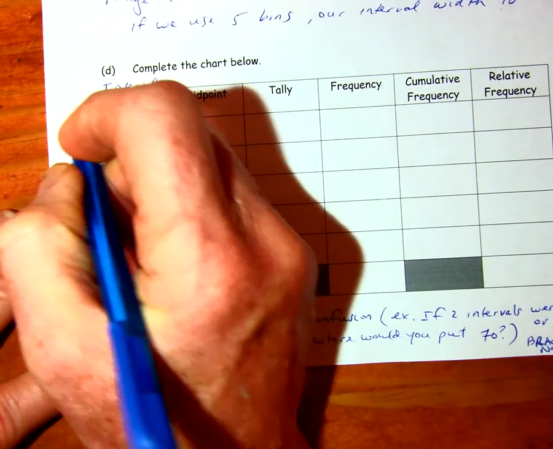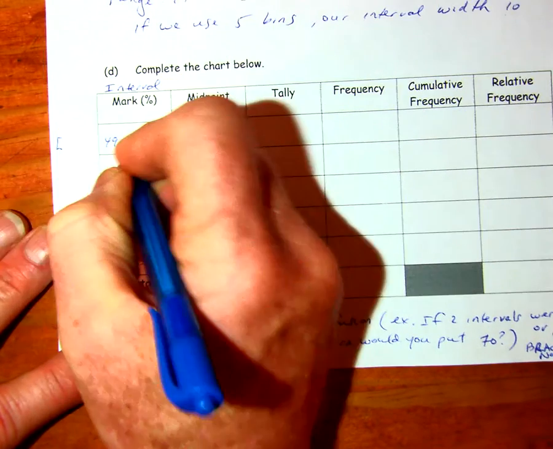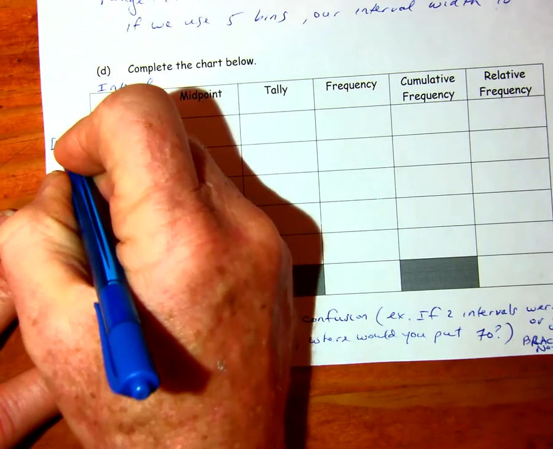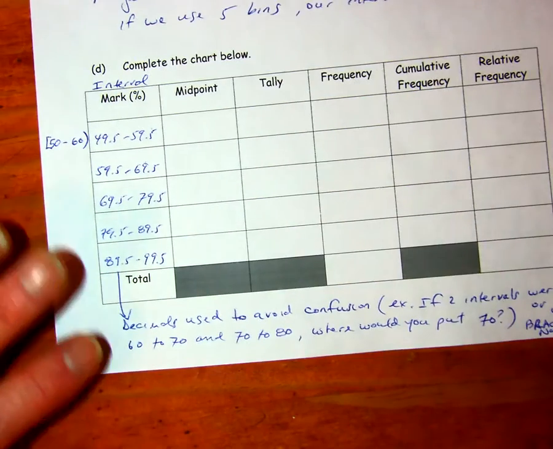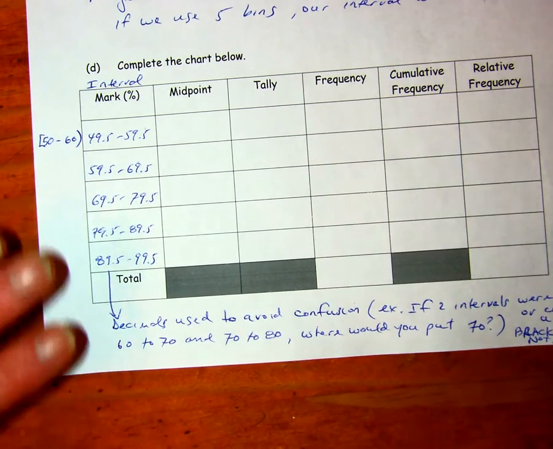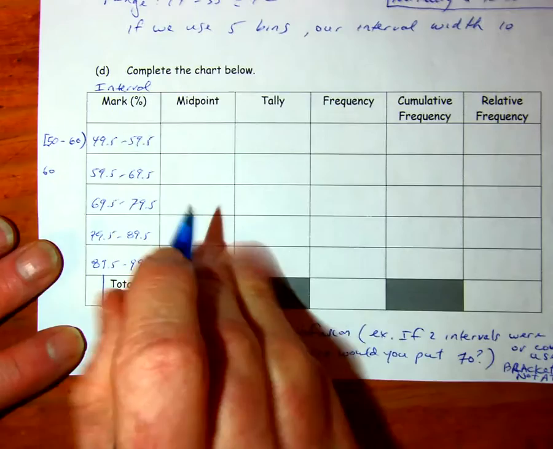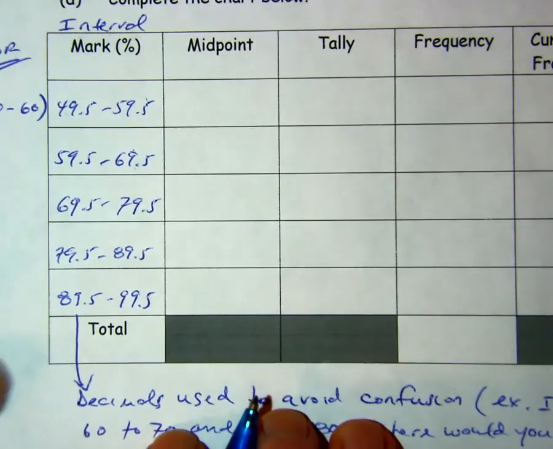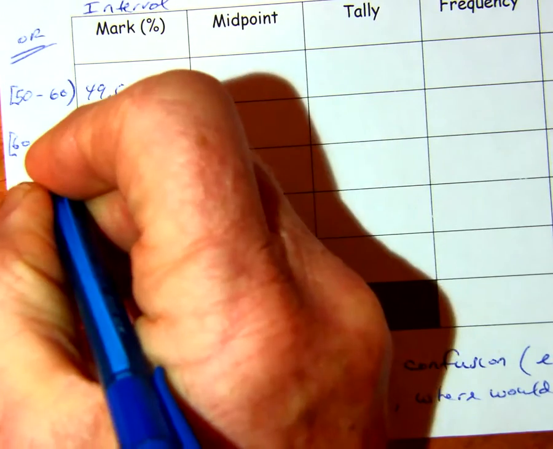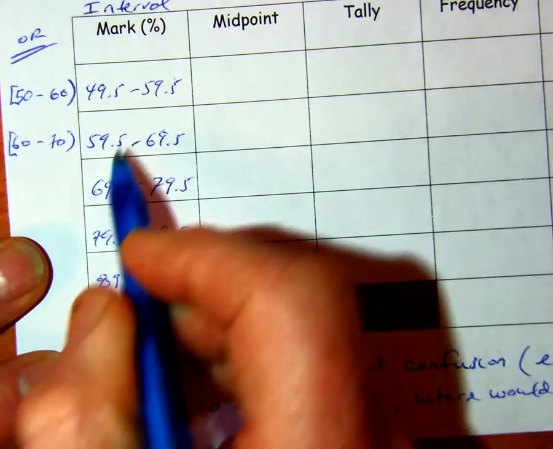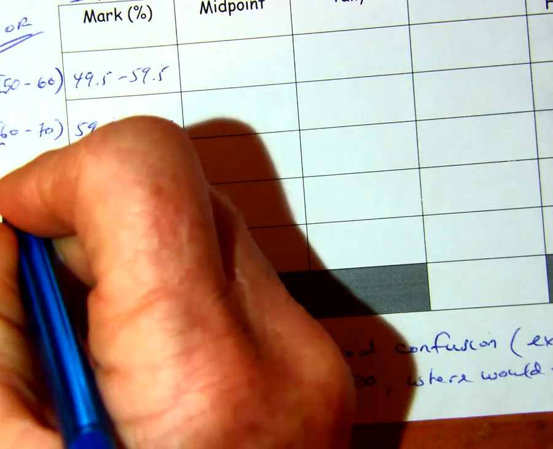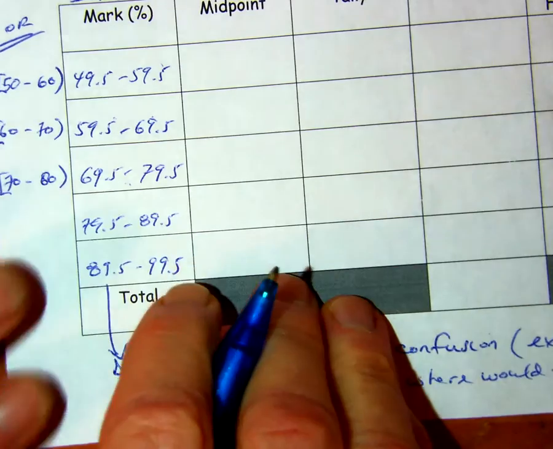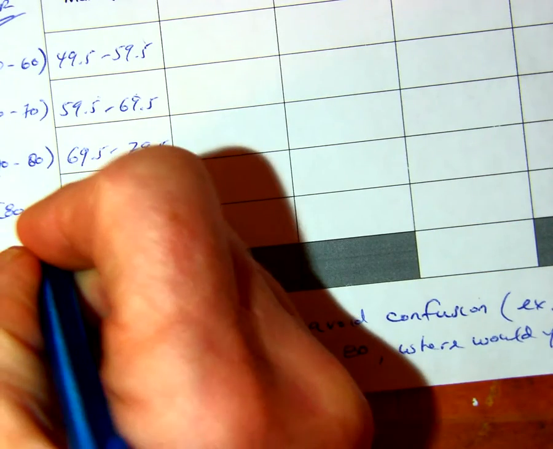So if you don't like decimals, you could say we're going to include 50, and we're going to go up to 60, but not include it. Does that make sense? And then here we're going to include 60, and go up to 70, but not include 70. So 70 would have to go in this one, right? And then here we'd include 70 and go up to 80, but not the 80. Here we would include the 80 and not the 90.